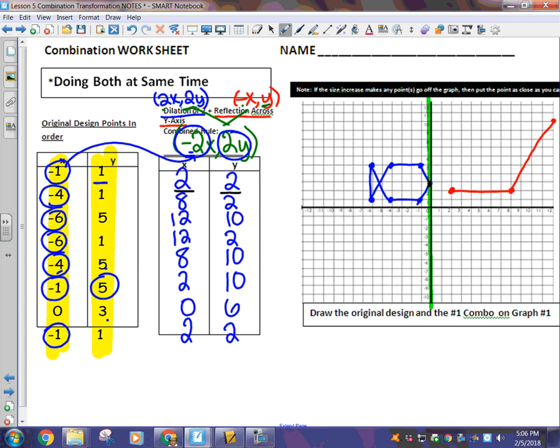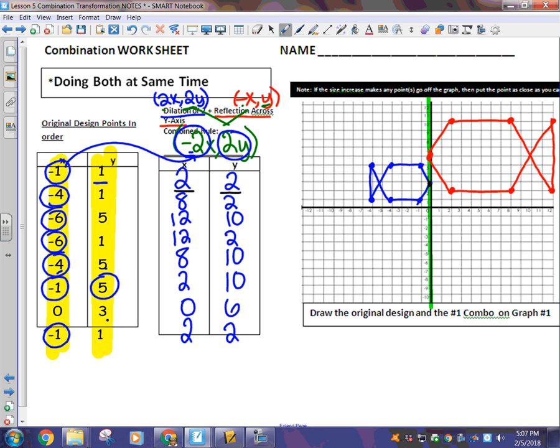Over 12 and up 2, it's going to be right here. So I'm going to come down and connect. Over 8 and up 10 is way up here, so I'm going to actually connect. I'm connecting in the order, and then I'm going to go over 2 and up 10. It's right here. And then 0 up 6, and then from 6 down.